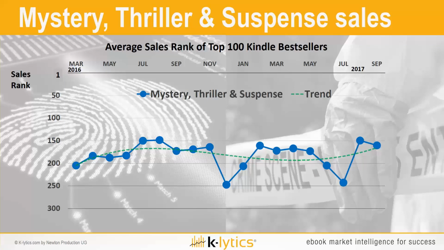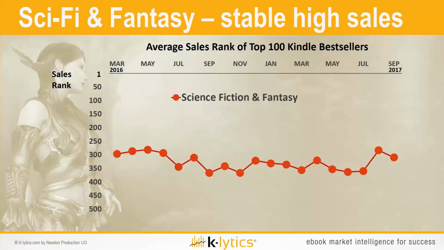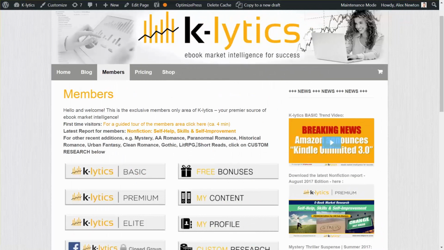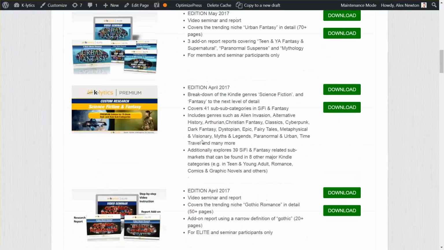Also, mystery, thriller and suspense sales have had a very good summer this year. And unlike in romance, MTS ebook prices are very stable and in a higher range. So here the average is currently at around $6 as opposed to romance, where we've seen an average of around $3. Also, sci-fi and fantasy sales are stable and high, and the pricing has come back up here in 2017. So please have a look at our members area for all the genre and custom research reports that are currently available, of which there are quite a few.